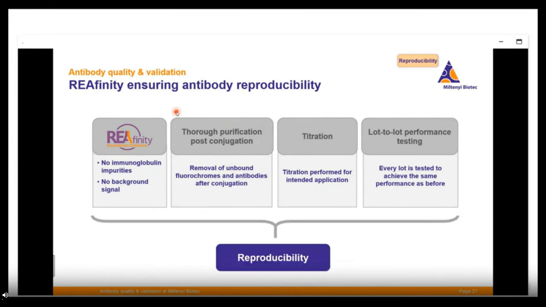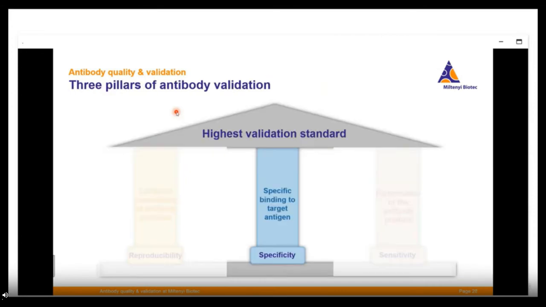So you can definitely be sure that our antibody offers you the highest reproducibility standard in this regard. I would like to go into more detail on the topic of specificity. This is a very important point because often there is a lot of research which cannot be reproduced because the antibody was not specific enough to the target antigen. And therefore, this is one of the most debated topics in the field.